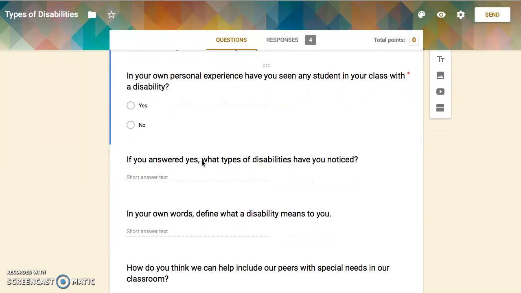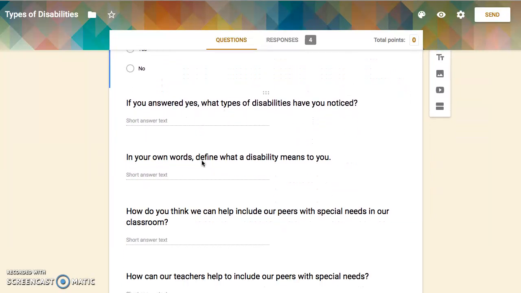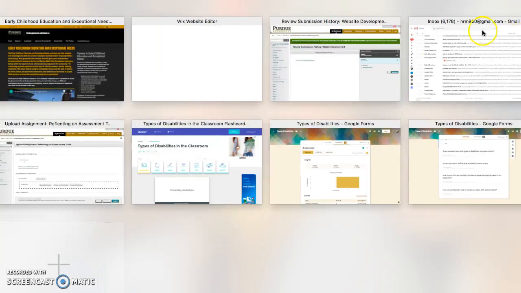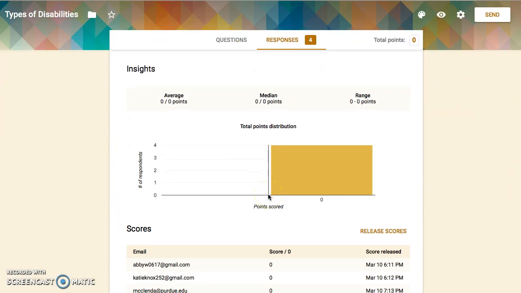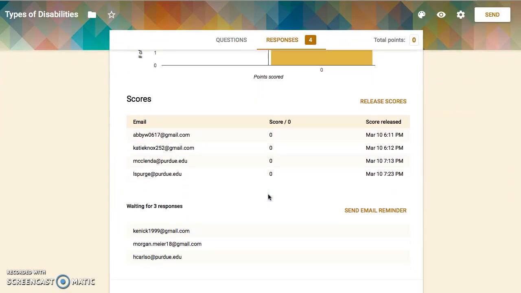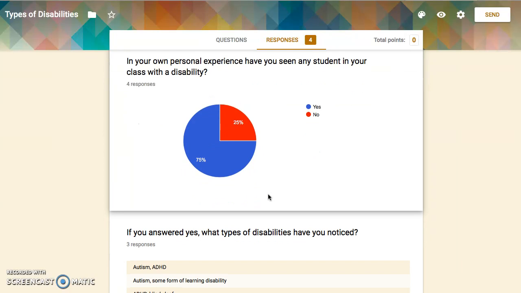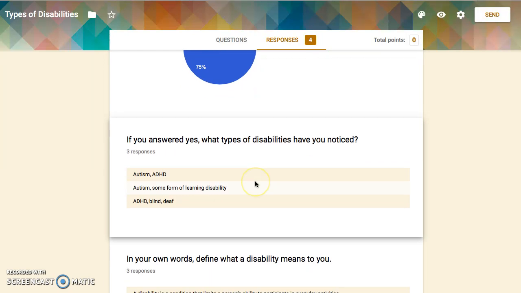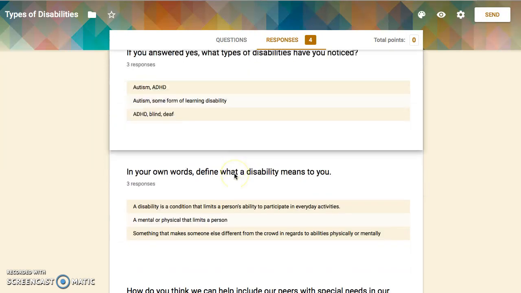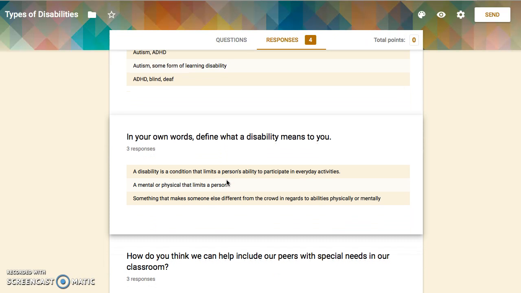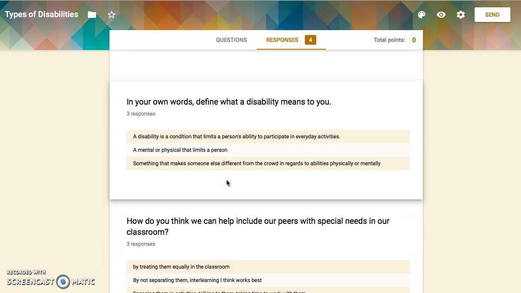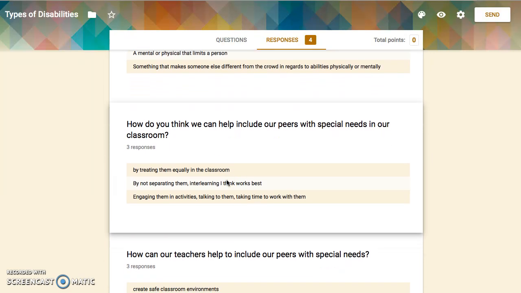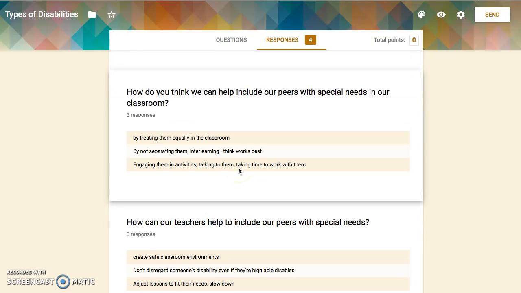Some of the questions were like types of disabilities they've noticed and defining what a disability means for me. And so I looked at some of the data I got back, and here's some emails and some of the tables and charts from the data that I got back. So what I can take from here is the types of disabilities people have noticed, and I asked what a disability means to them and their definition, and then I also asked for methods of how to treat our students and how do you think teachers can help.